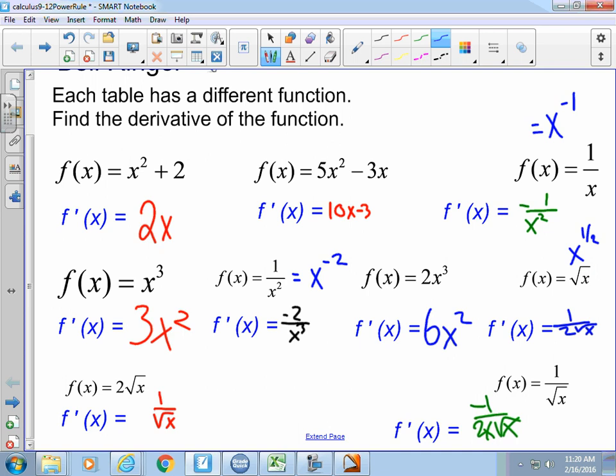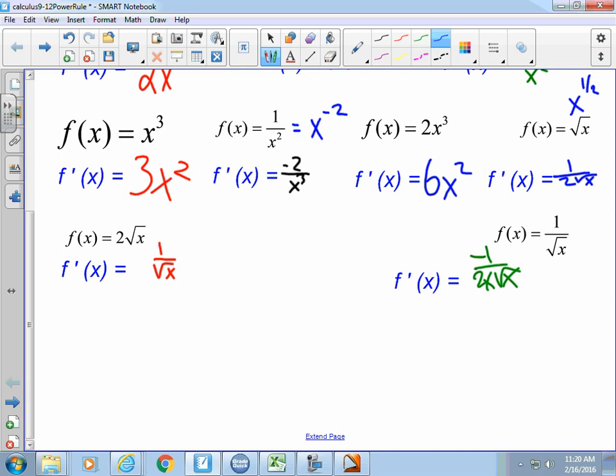Okay, that one down here. This is 2x to the 1/2. Everyone agree? 1/2 times 2 is 1. Subtract 1, -1.